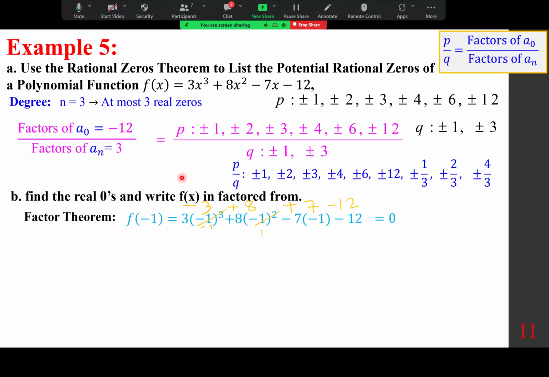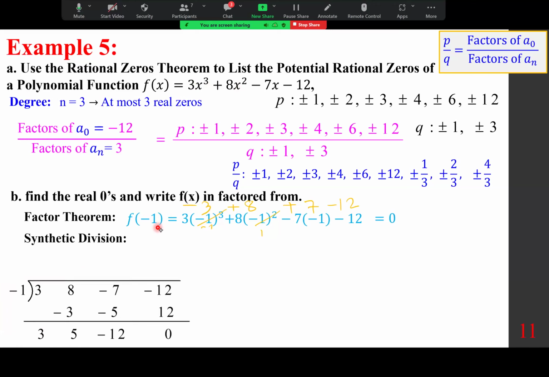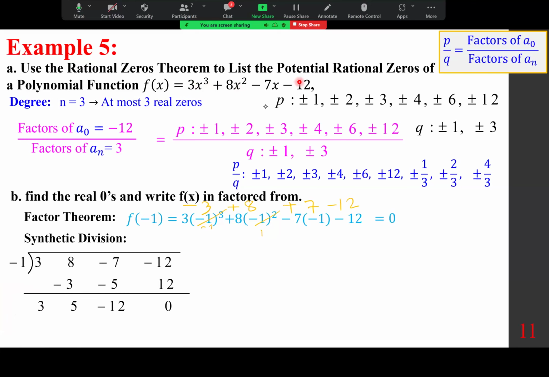To divide this by x plus 1, we do the synthetic division, and we are going to write 3, 8, minus 7, minus 12. This one must be negative 1 in the case of a synthetic division. In the case of a long division, you simply divide by x plus 1. It's important to understand that. So this corresponds to x plus 1, and so we go through the process.